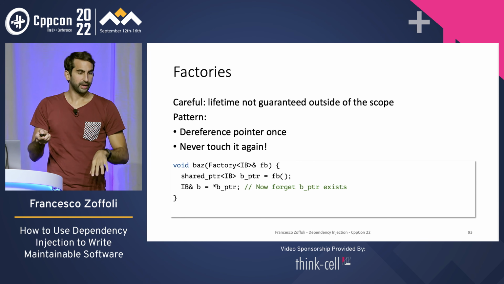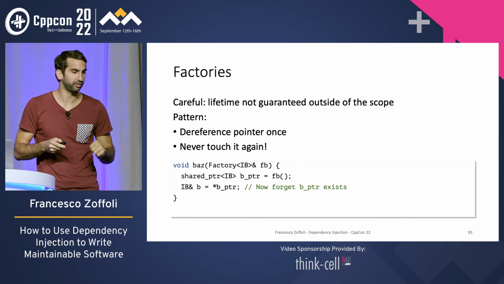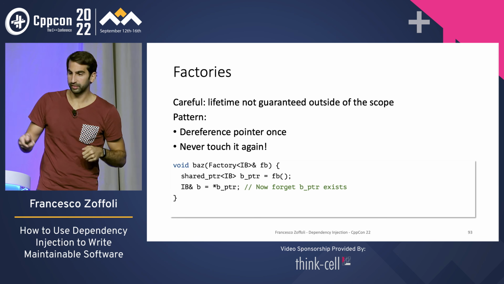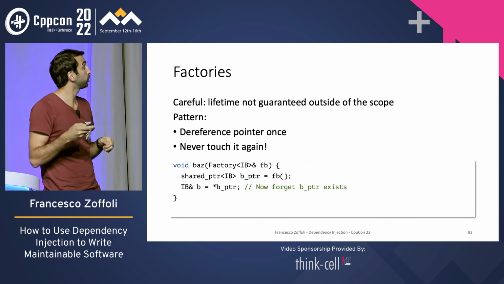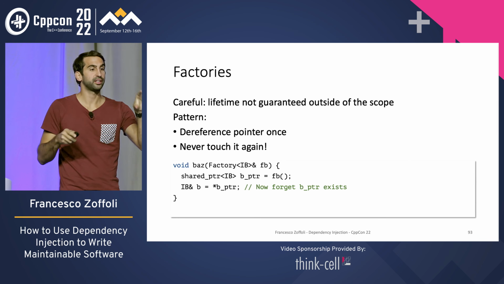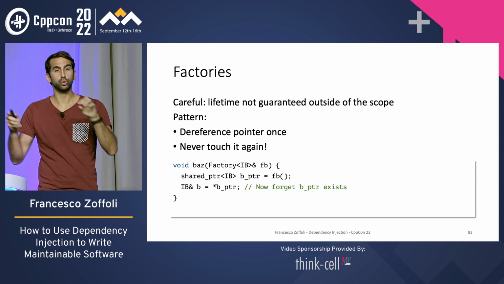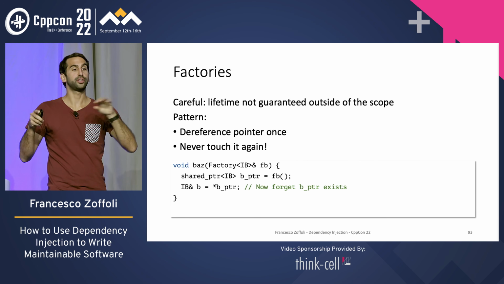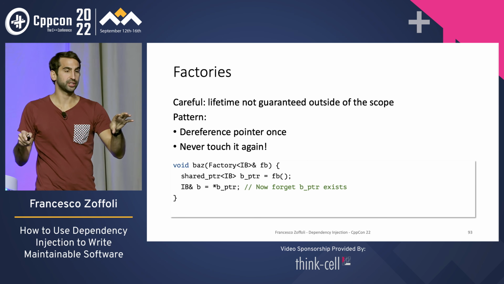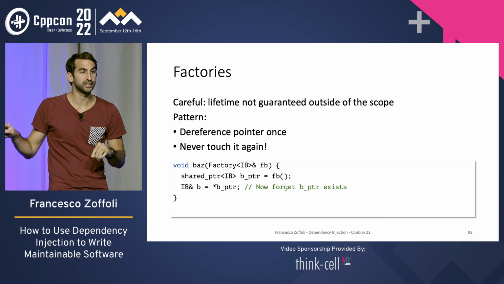Sorry, I think there's a mistake in the order of the slide. So when we want to use the shared pointer, the only pattern that we want to follow is to get the shared pointer and then the reference from it, and forget the shared pointer exists.